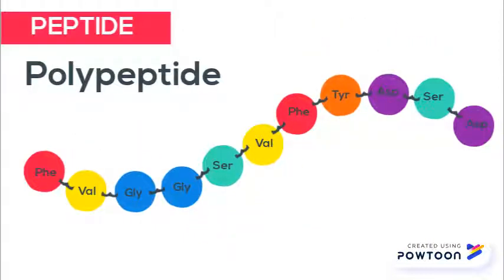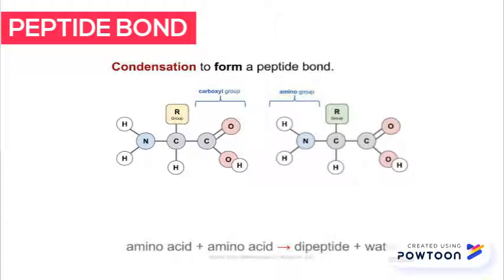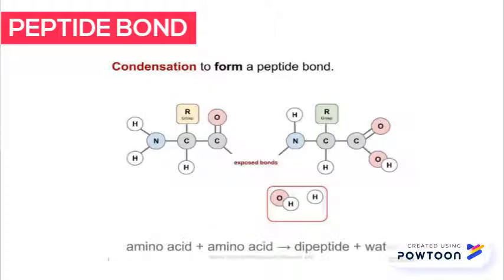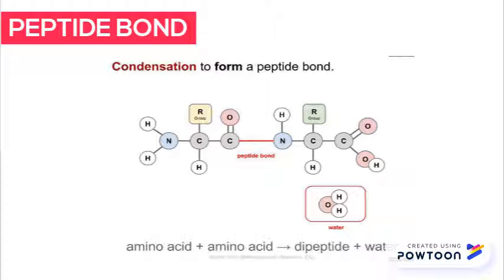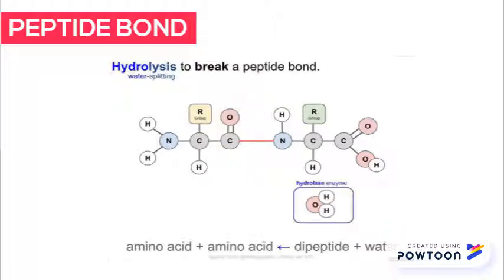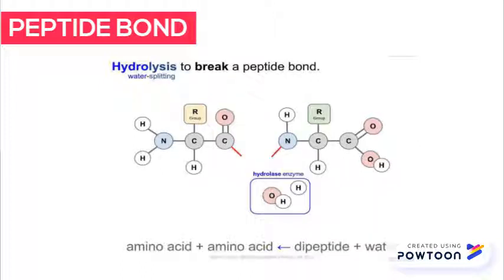From 10 on, polypeptides. The peptide bond is made when the carbonyl group of one amino acid reacts to the amino group of the other amino acid, undergoing a dehydration or condensation reaction, as it produces a water molecule. This bond can be undone through a hydrolysis reaction.